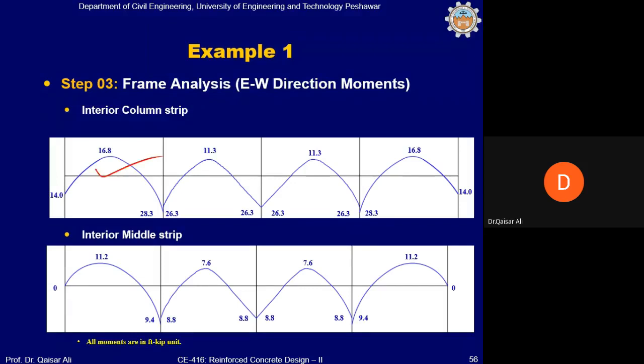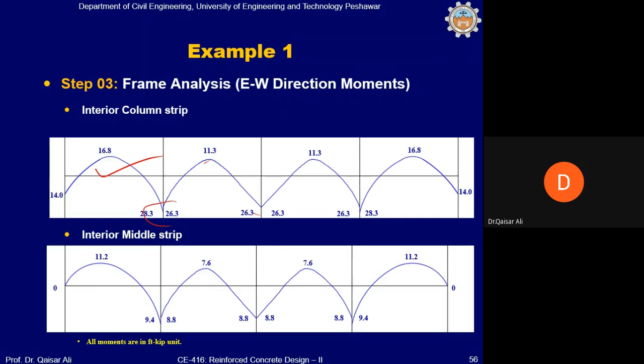Interior column strip, and then we have interior middle strip. 14, 16.8, 28.3, 26.3, 11.3, and so on. These are the interior column strip bending moment diagram. And for the interior middle strip bending moment diagram, we have 0, 11.2, and so on. Once we have the bending moment diagram for the column strip and middle strip separately, you can design these using the hit and trial procedure that you already know.